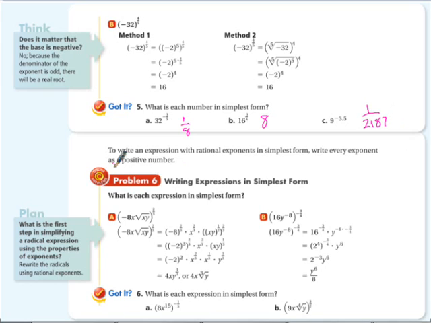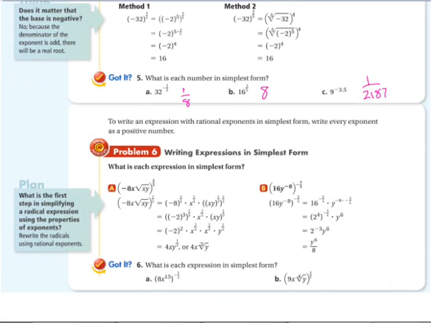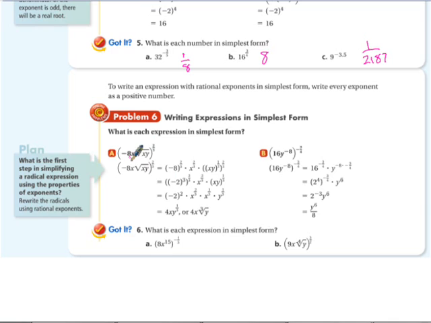Okay, let's take a look here. Problem 6, we can write expressions in simplest form. So we're given a mess, and we have to clean it up. That's all this is. Given a mess, and we have to clean it up. Negative 8x times the square root of xy, all to the 2/5. Or sorry, excuse me, 2/3. So I make sure I apply the 2/3 to each part of it.